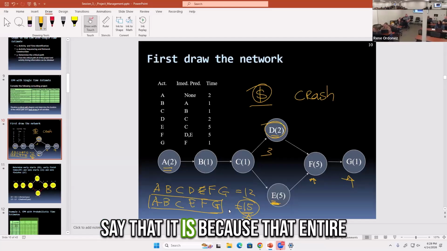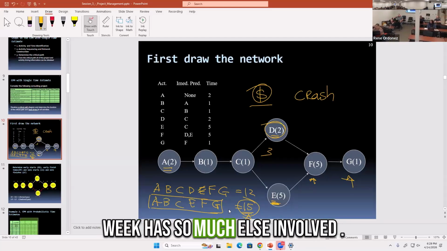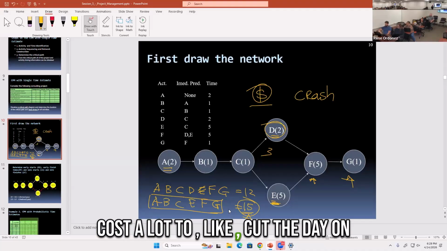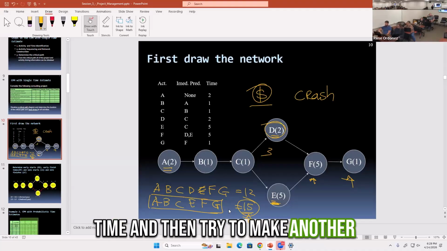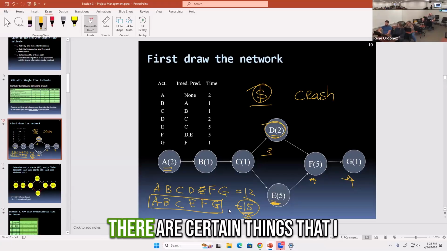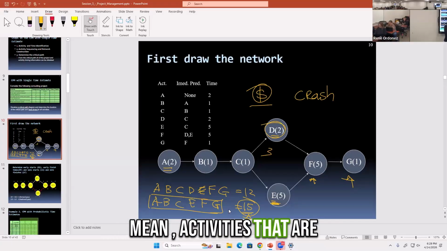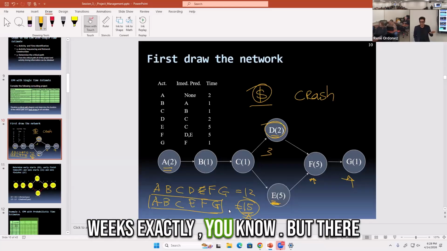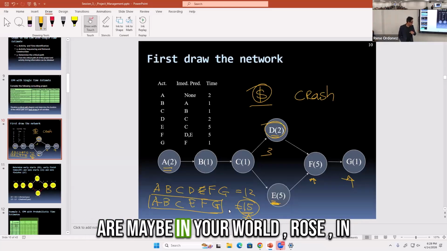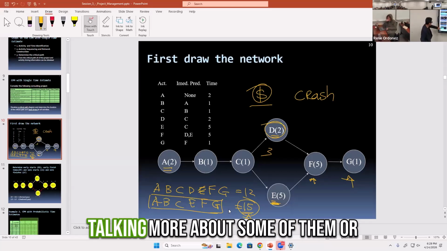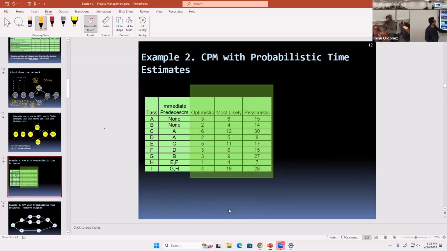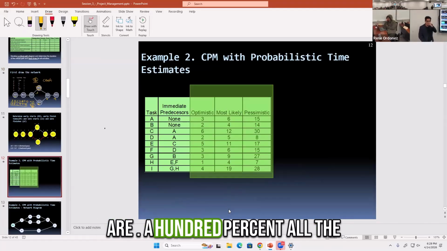I'm gonna say that it is because that entire week has so much else involved. Also, for example, it would cost a lot to cut the day on time and then try to make another day as well, which would also not work. There are certain activities that are deterministic. This particular activity will take 2 weeks exactly. But maybe in your world, Rose, in the film industry, some of them or most of them are probabilistic. They are not 100% all the time.